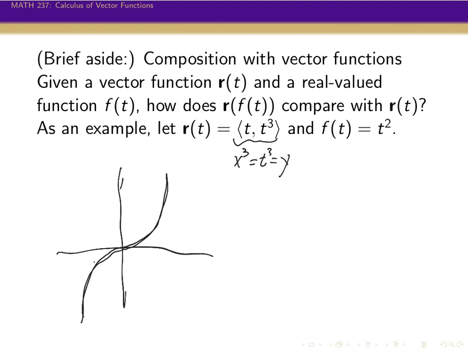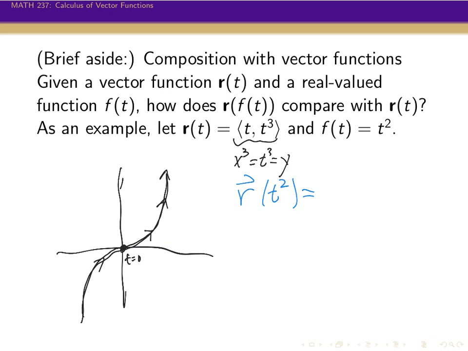Okay, when t is equal to 0, we're right there. And as t increases, we're going up this curve. And like in this one, if I start plugging in points, they're all going to lie on this curve. Okay, so now let's look at what r of t squared looks like.